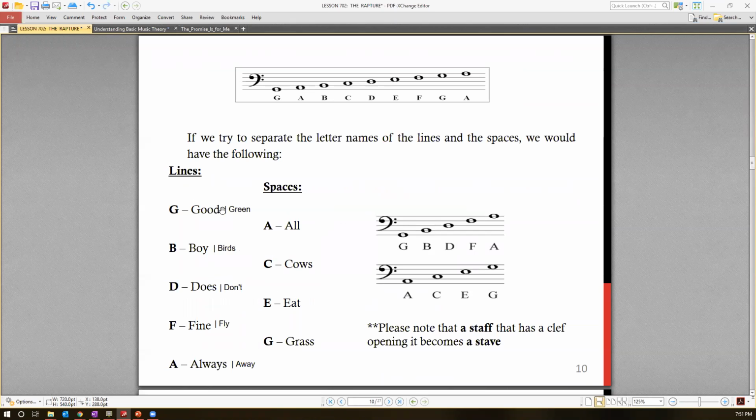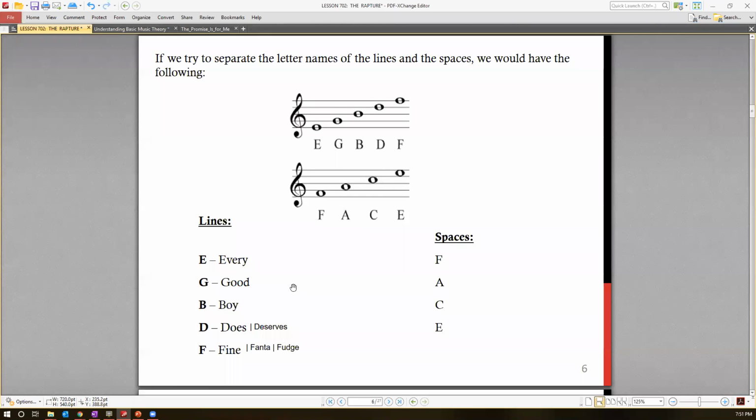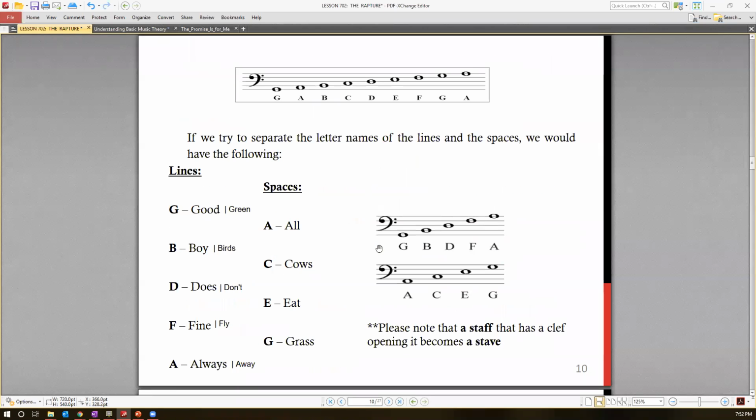For the lines of the bass clef, it is green birds don't fly away or good boy does fine always. And for the treble clef, we have every good boy does fine, or every good boy deserves Fanta, or every good boy deserves fudge. Whichever you're comfortable with, you will need this throughout your music career.